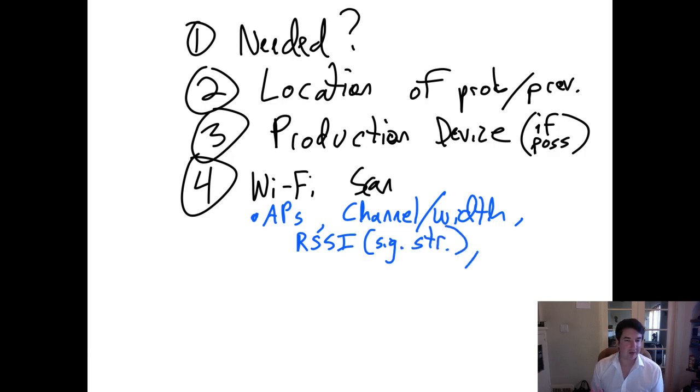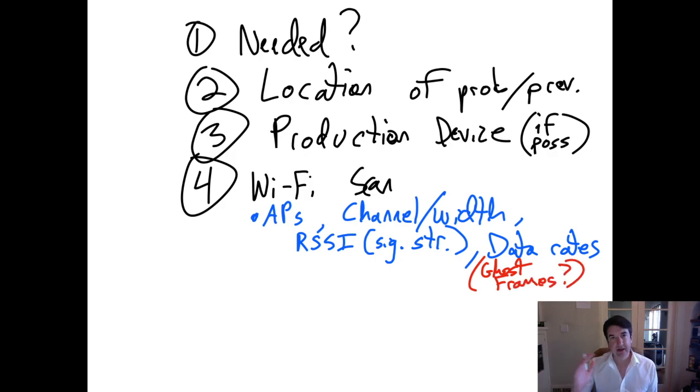And then I know my beloved Twitter friends love it when I talk about this, but you also want to look at the data rates that the device is using, because, and here's the part they especially love, depending on the data rates that your access points are using, you could potentially have a ghost frames issue, which would make it so that when you do your Wi-Fi scan, the Wi-Fi environment looks clean, but actually is suffering from some level of interference. That's the idea there.